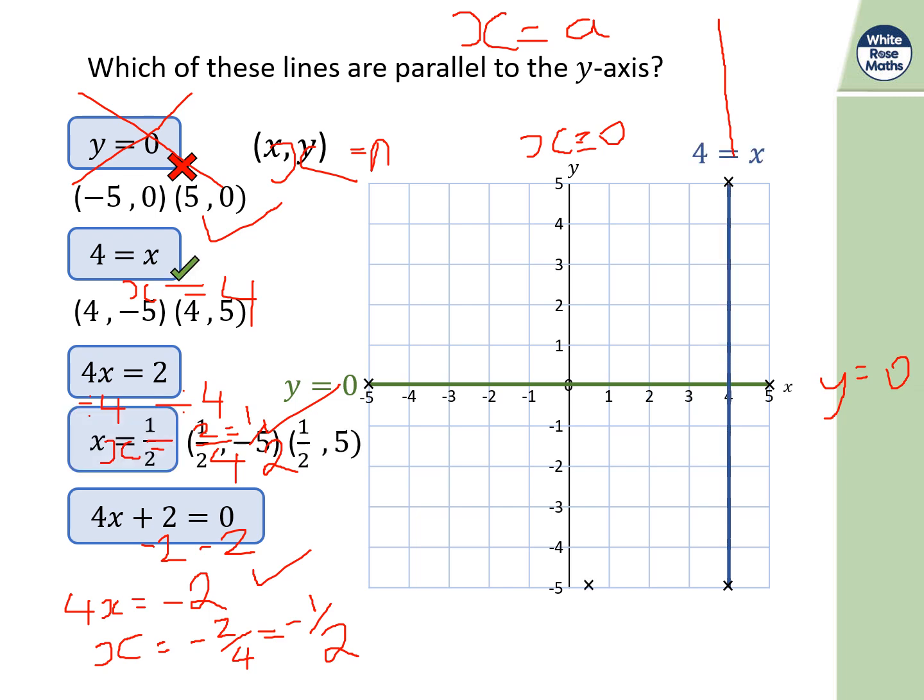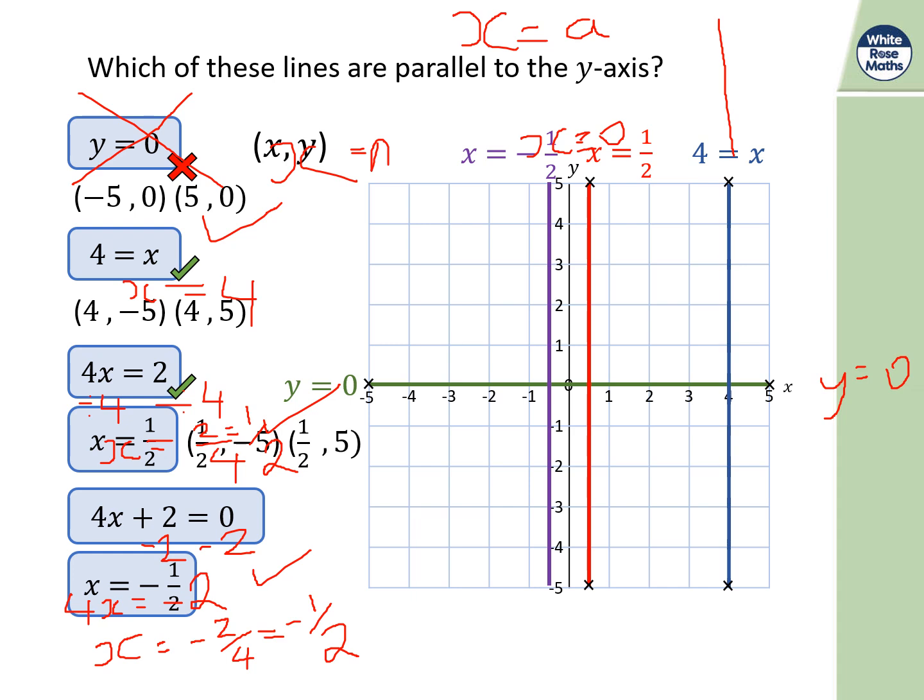So tick that, okay. Again, sorry that I'm not actually plotting it here, but hopefully you're happy with how to plot it. If it's x equals a number, it's always a vertical line. If it's y equals a number, which we're about to come on to, then it's a horizontal line. X equals a number is a vertical line, and it's always parallel to the y-axis.